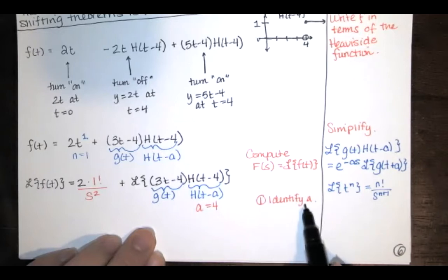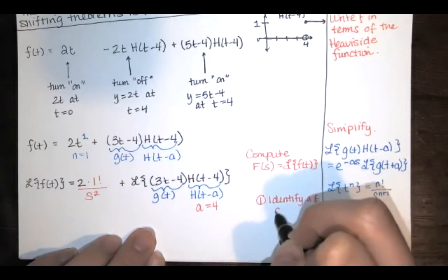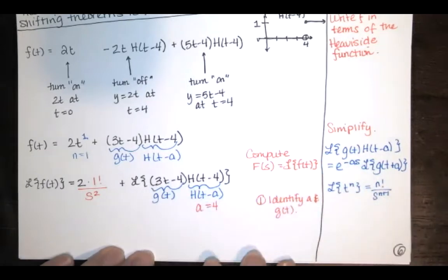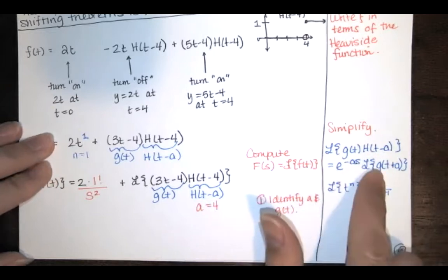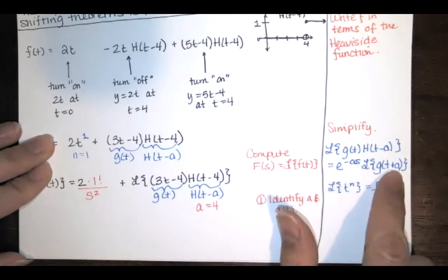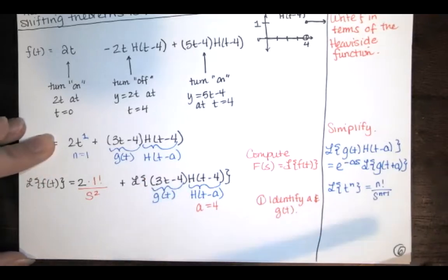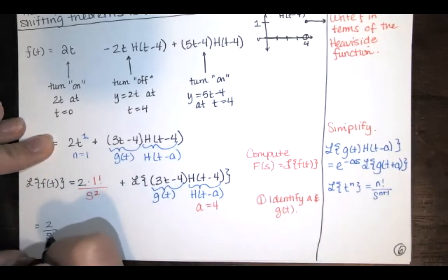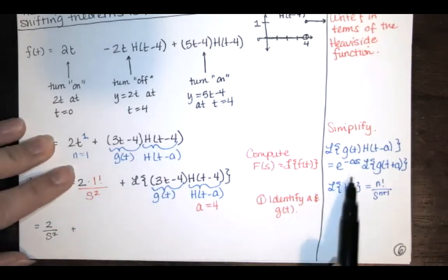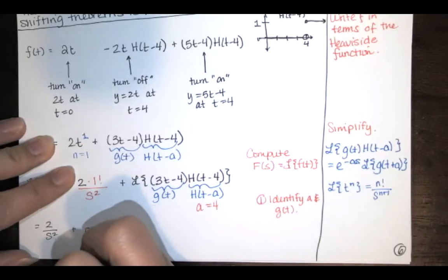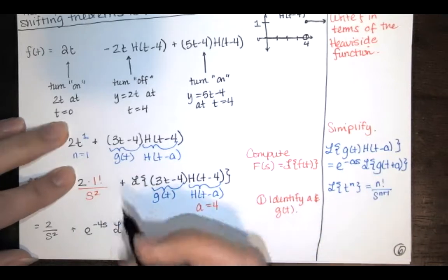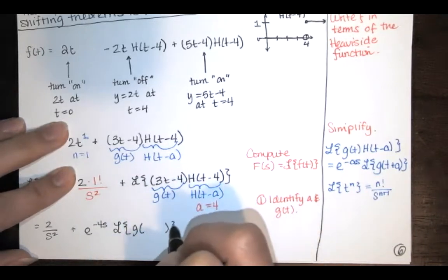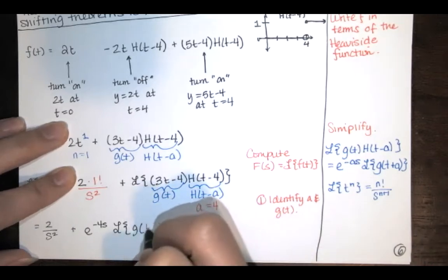And then once you have that, well, we want to identify a and g of t. We've already identified g of t. It's g of t is 3t minus 4. Then I will just substitute that a into the left-hand side of this identity for this piece. And I'll simplify this other piece. So I've got 2 over s squared there. And then over here, I'll have e to the negative as where a equals 4. So it's e to the negative 4s. And then I'll multiply by the Laplace transform of g of t plus a. So g of, in this case, a is 4, t plus 4.